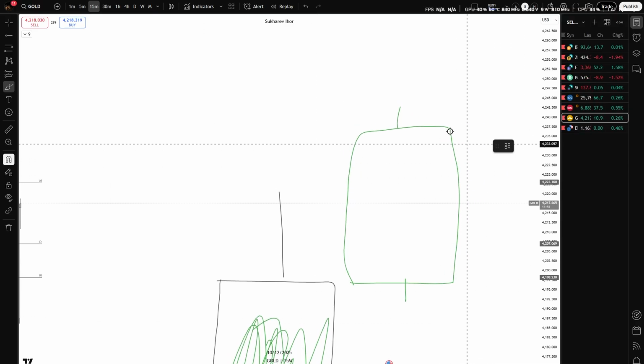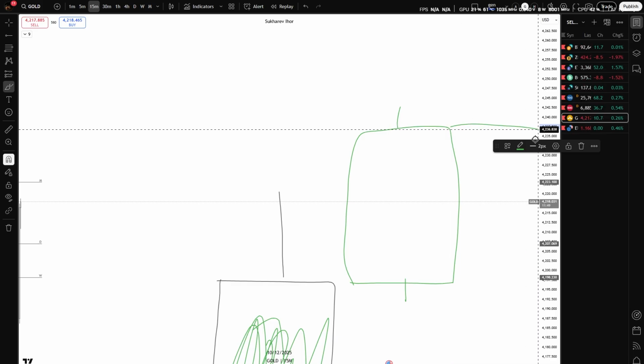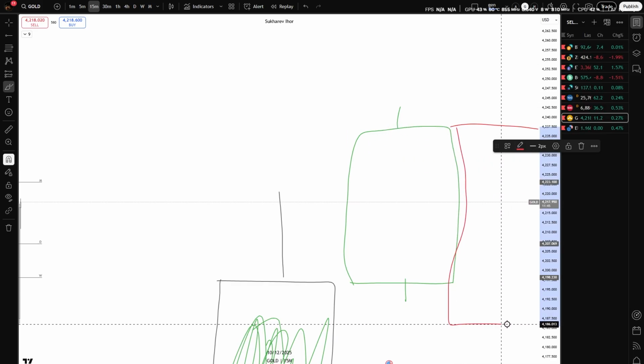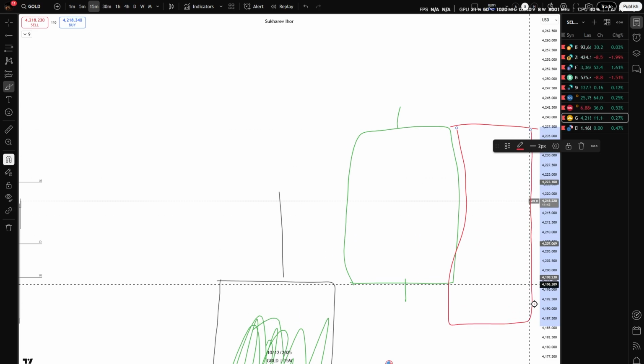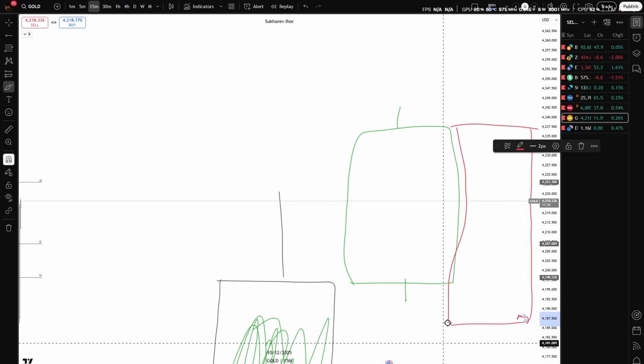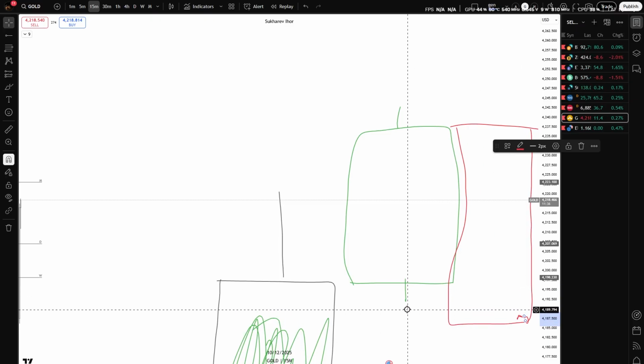And go like this. Let's change it to red. And it would close lower. And then, yeah, start from here. Super simple. We're not going to pay much attention to that.